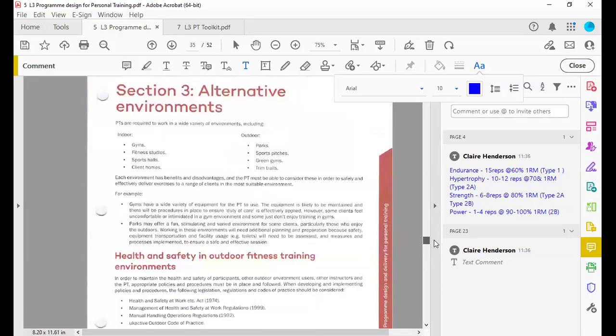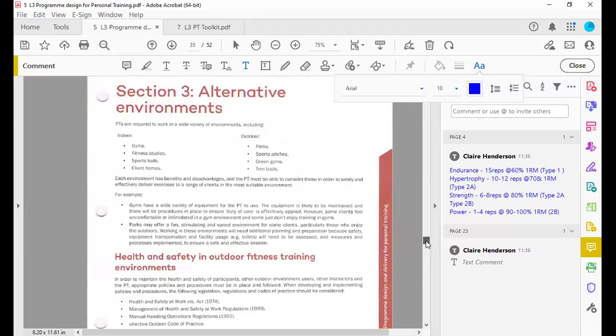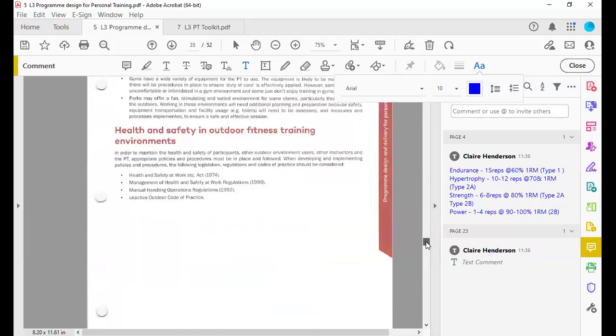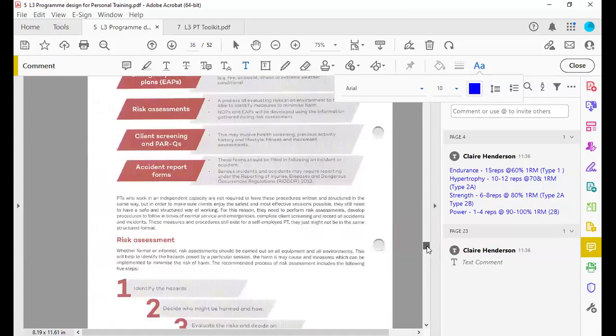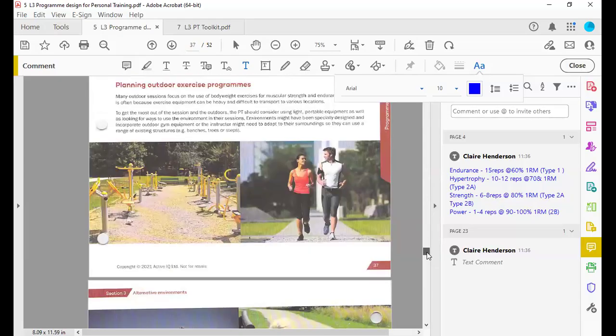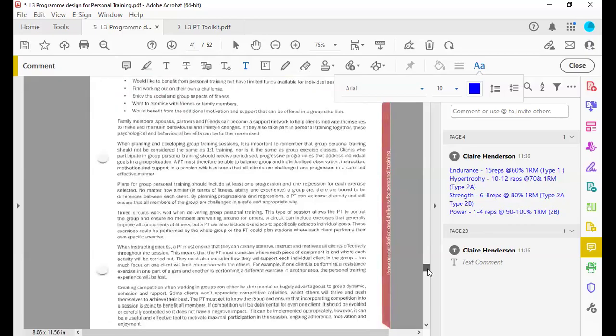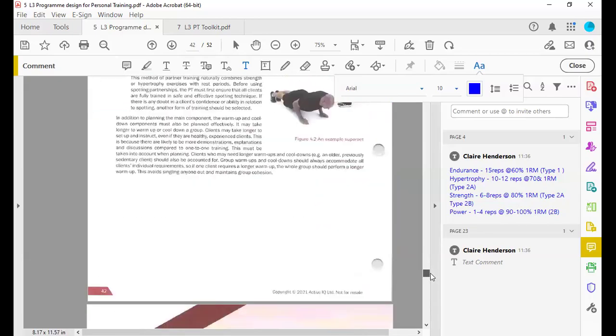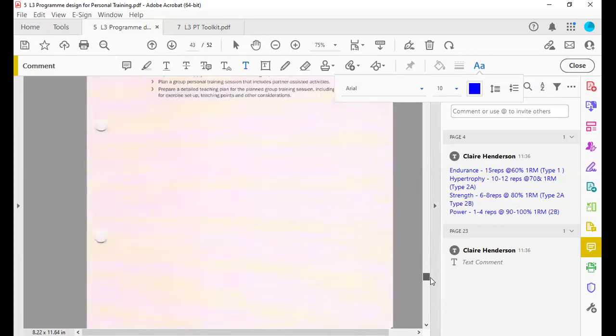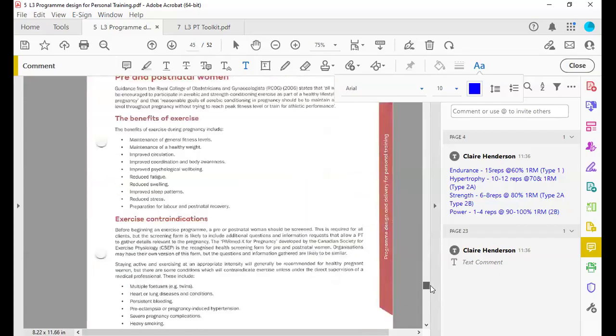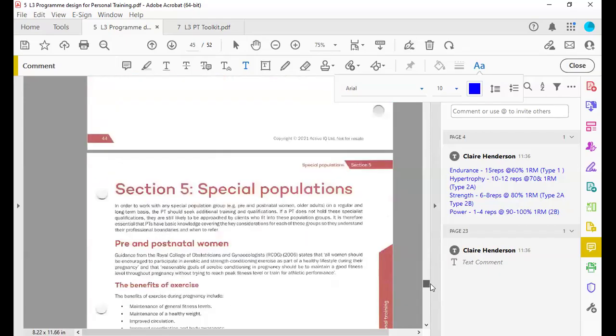And here's our section on alternative environments for you to look at. So I've mentioned a couple of key points there for your health and safety. And then we do have a section on your group personal training with some good ideas there as well. So we can use those for the plan. So that's your 12-week plan. So let's just close it down.